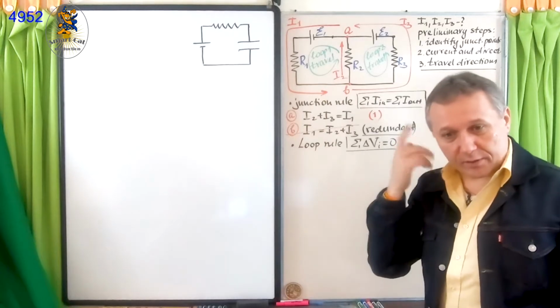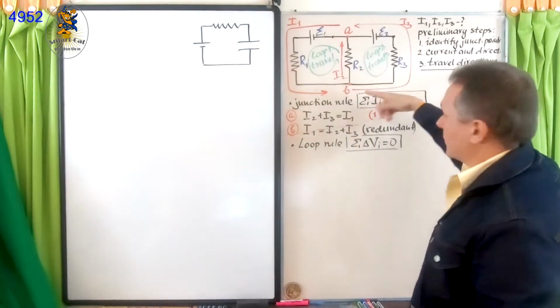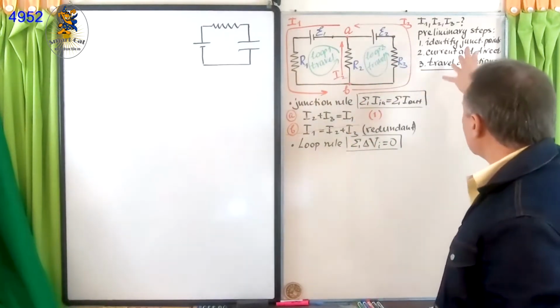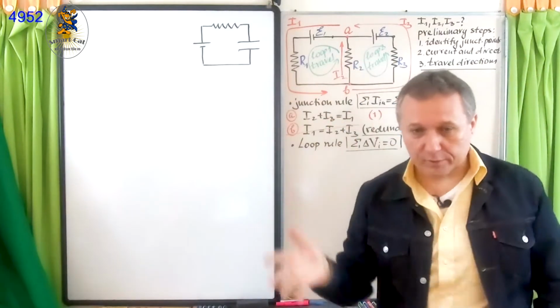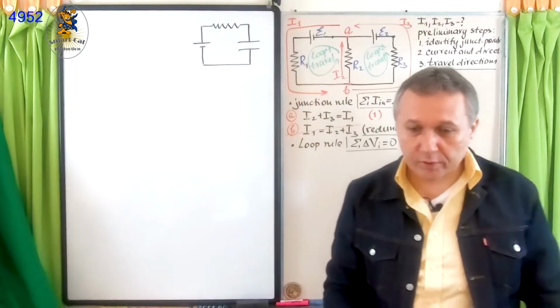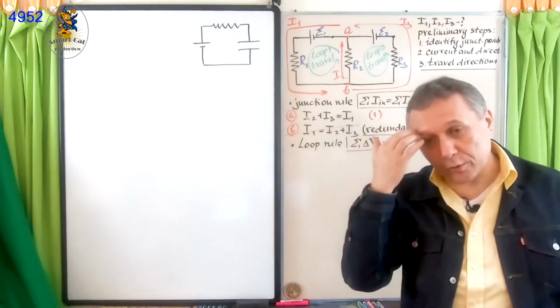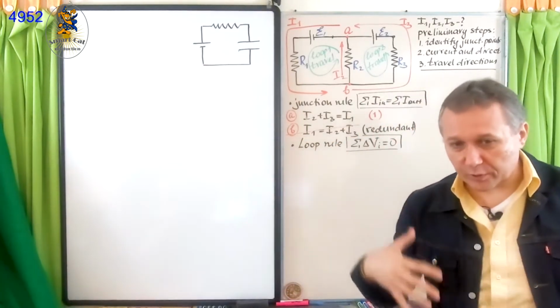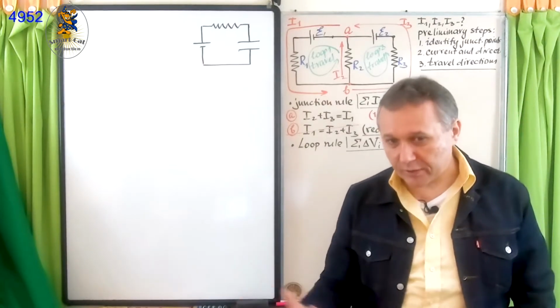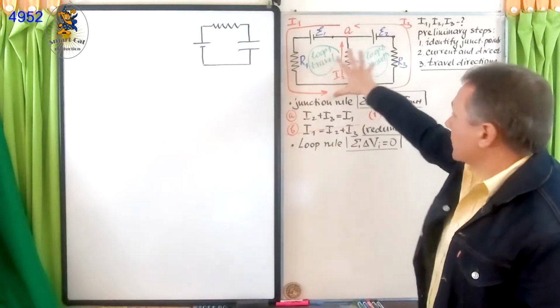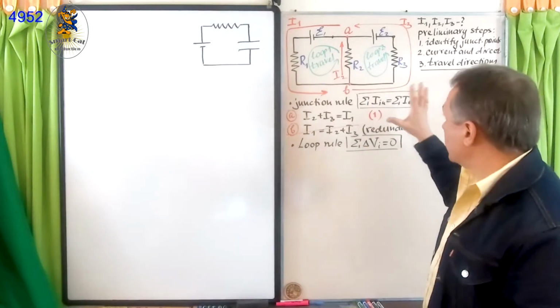So I picked this direction. Again, nothing wrong if you pick the other direction. Okay, and then the last preliminary step, we choose a travel direction. Travel directions are very important, so that we'll know which points are final and which points are initial when we calculate potential differences across each element. So these are 3 preliminary steps.